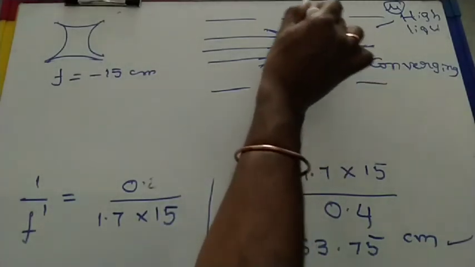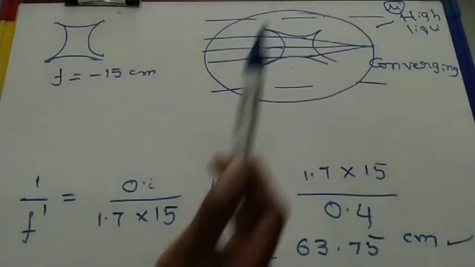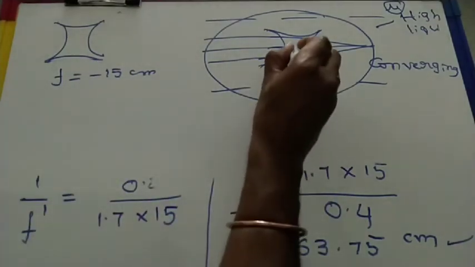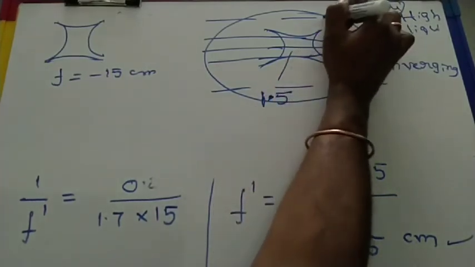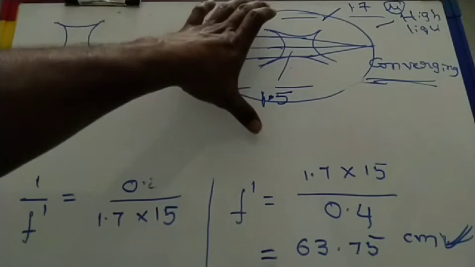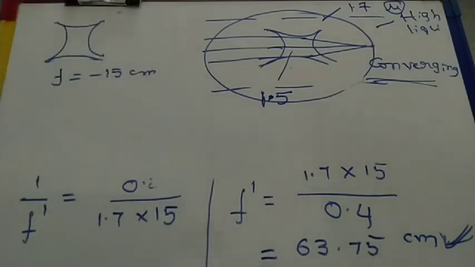One time, this question was raised by the CBSE examiner. Whenever a concave lens is immersed in a high refractive index liquid, what will happen? Its refractive index is 1.5, but the liquid is 1.7. What will happen? Converging. Please remember that point. This is just a concept I told you to make you understand. However, I can write it also. Please listen.